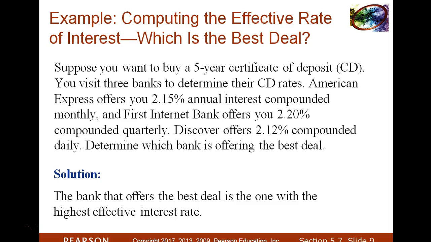If you wanted to buy a 5-year CD, a certificate of deposit, which is kind of like a fancy savings account, American Express says, I'm going to give you 2.15 annual interest compounded monthly. First Internet Bank says, I'll give you 2.2, but I'm going to compound quarterly. And Discover says, I'll give you 2.12 compounded daily. Which is the best one? Which bank should you choose to go with? What we're basically going to do is pretend that I'm going to invest $1 and plug that into each of the compound interest formulas that match the bank.